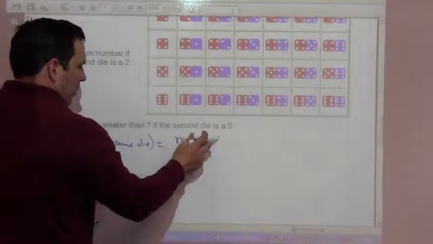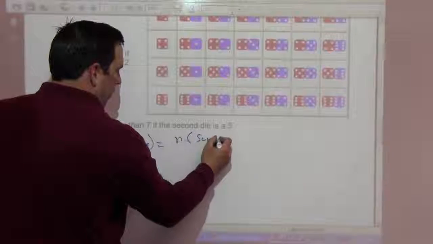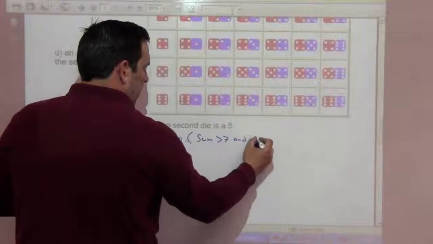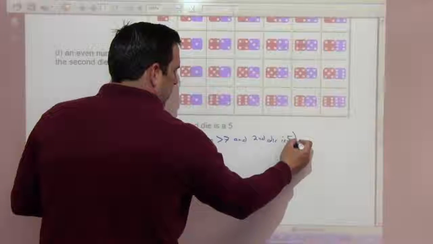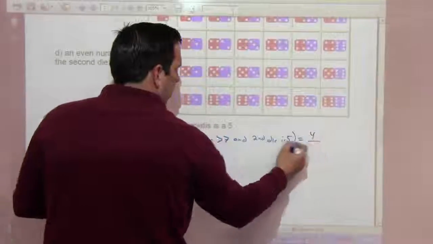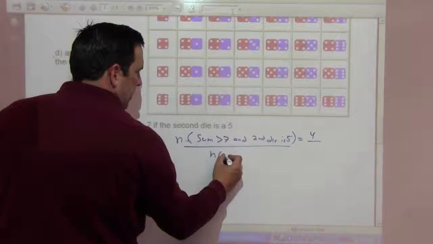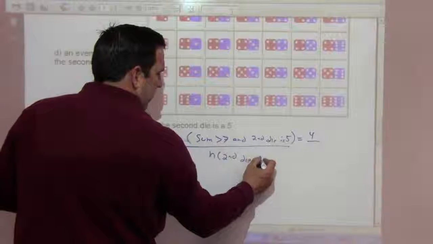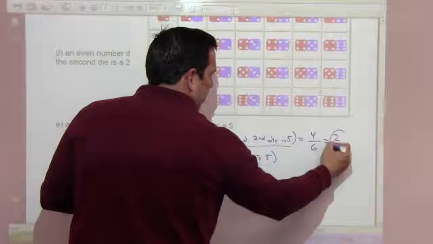That's the number of the sum being greater than 7 and the second die is 5. So we found that occurred 1, 2, 3, 4 times out of the number of cases where the second die is 5. That's 6, so 2/3.